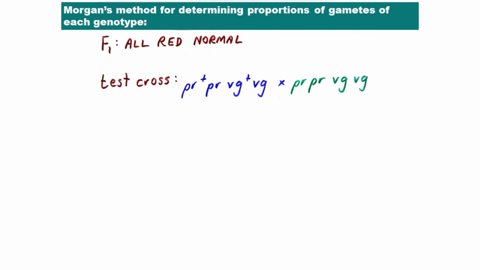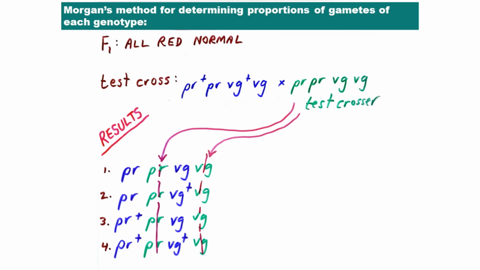When you do a test cross, remember that's crossing it with an individual that is homozygous recessive. Here the plus stands for the wild type. It's dominant in both of those cases. So you do the test cross, and the test crosser is always going to contribute the same gamete, the same alleles in the gamete. It's going to be the recessive for pr, the recessive for vg.